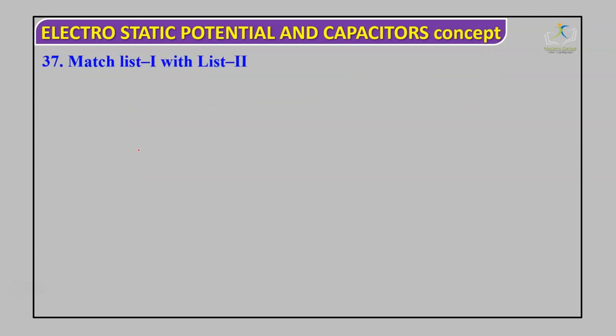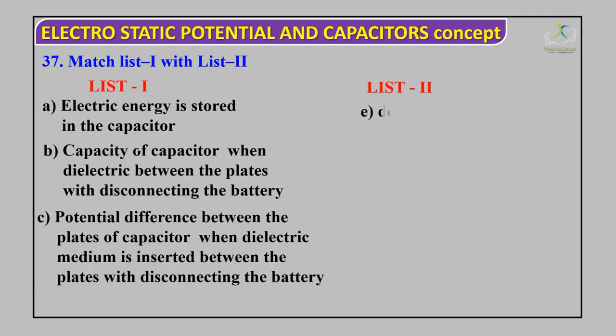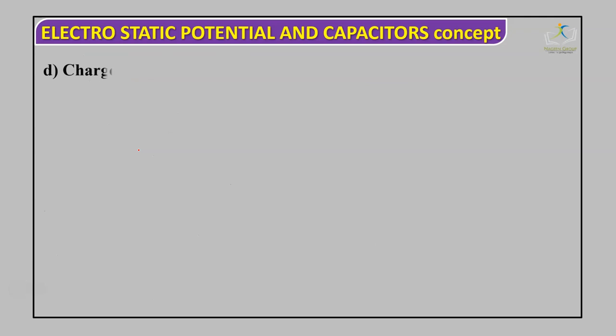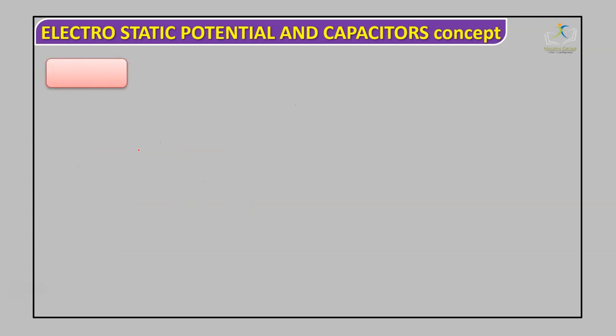Next question we have: match list first with the second list. So this is list 1, this is list 2, with the points and options mentioned. So here the options are given. Let us see the solution of this question.